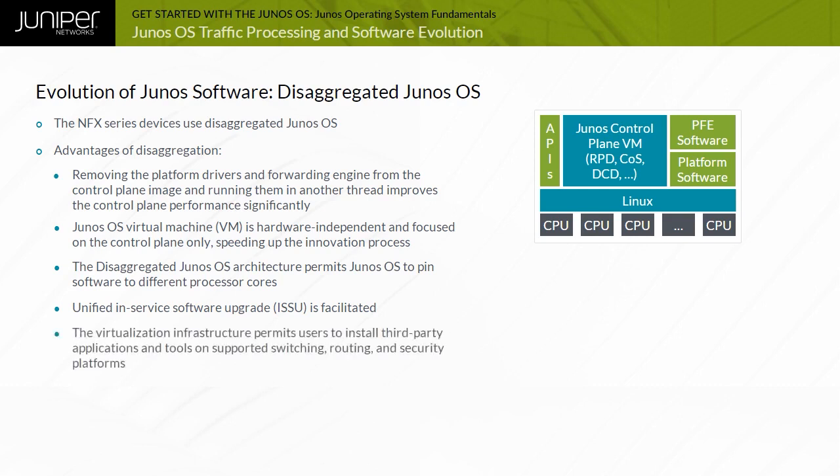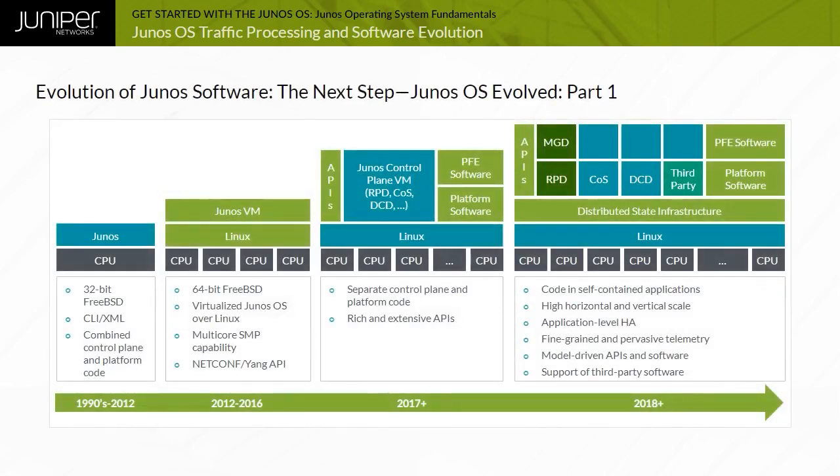The virtualization infrastructure permits users to install third-party applications and tools on supported switching, routing, and security platforms. The last stage of evolution of Junos OS follows the trend of cloud computing, where systems leverage pools of hardware to perform tasks. This is the core concept of Junos OS Evolved. With Junos OS Evolved, the legacy FreeBSD kernel is removed.